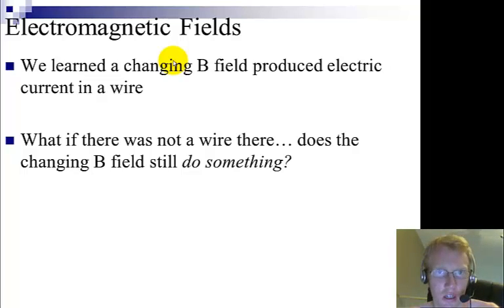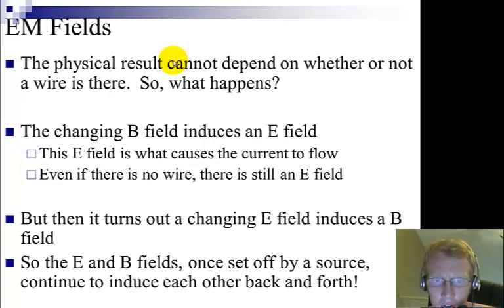A wire being there allows you to see and measure what's happening, but even if there was no wire, something would still be happening in that physical space. So what is it that's actually causing this current to flow? It turns out the physical result can't depend on whether you put a wire there or not, so it has to be something that's happening in physical space itself.